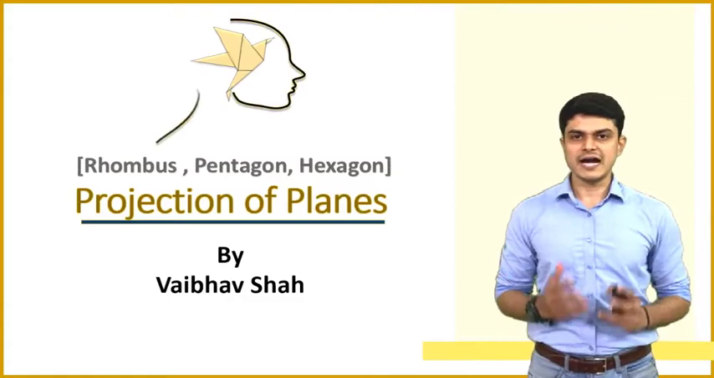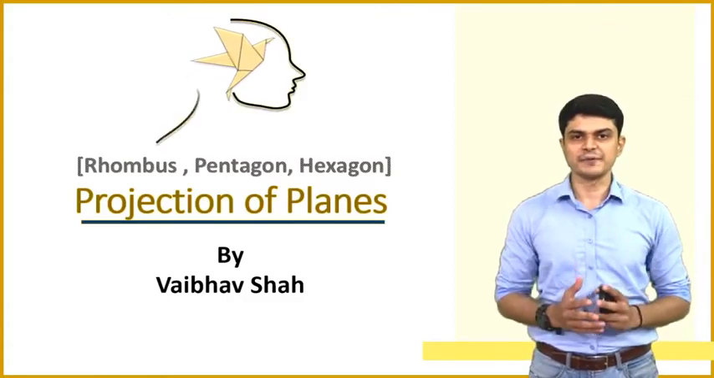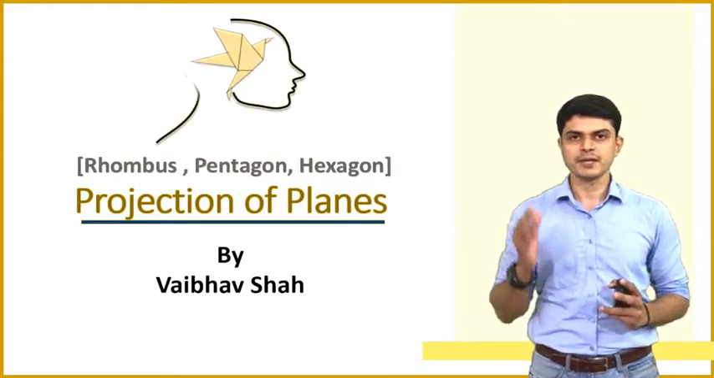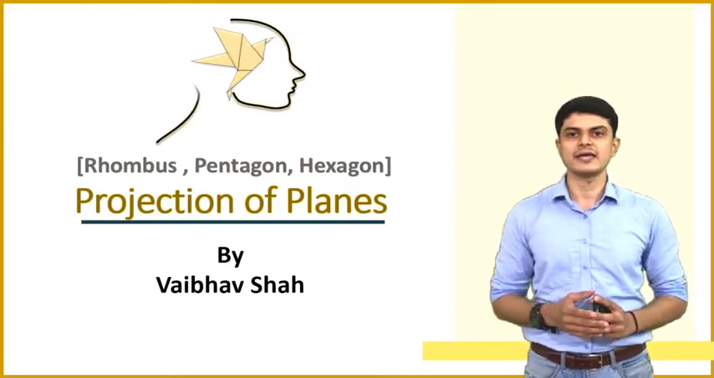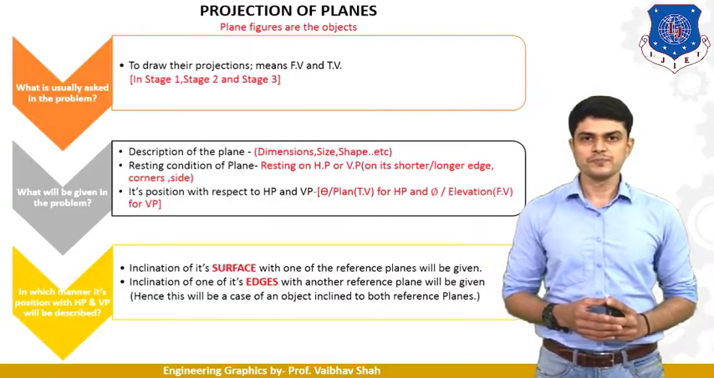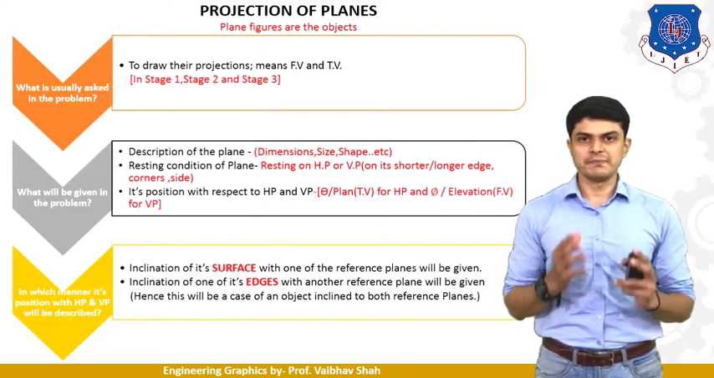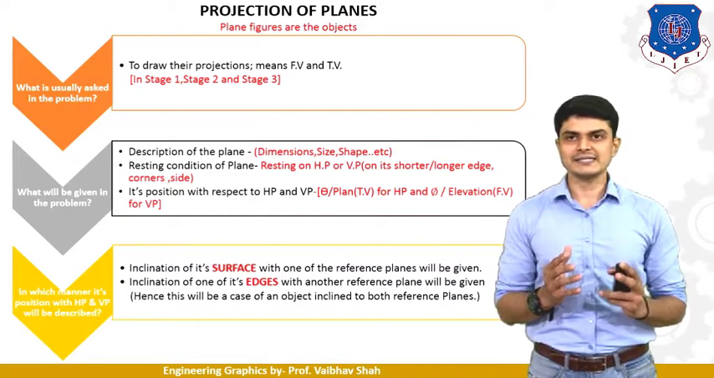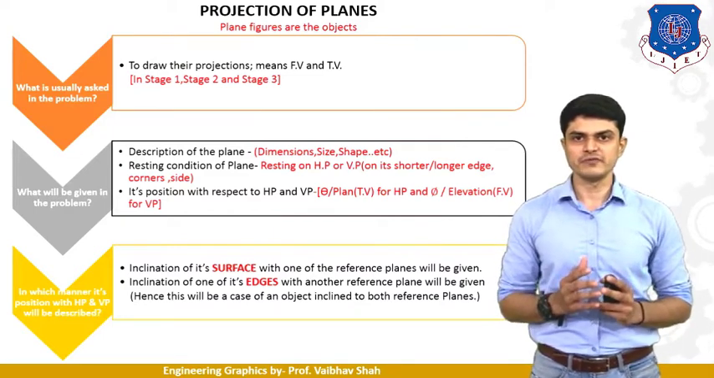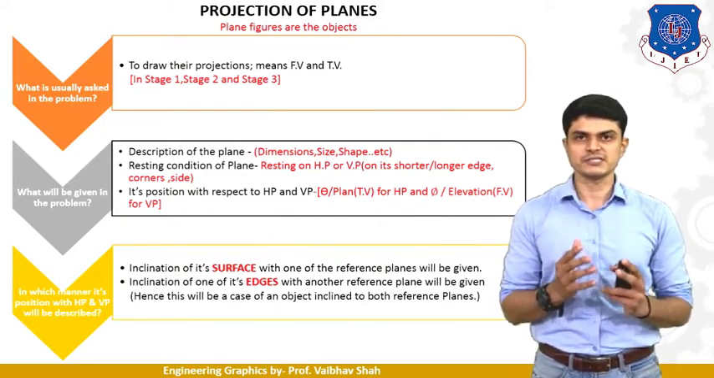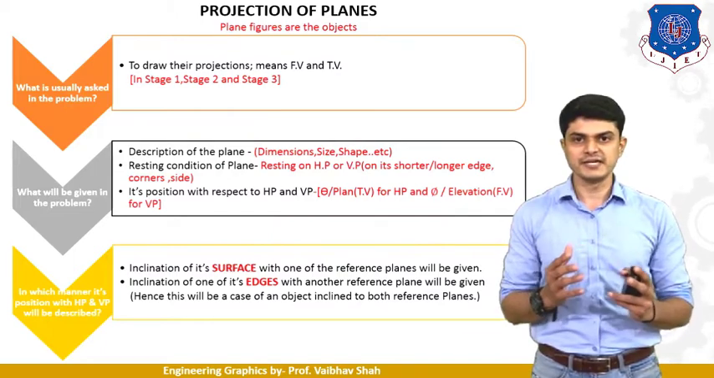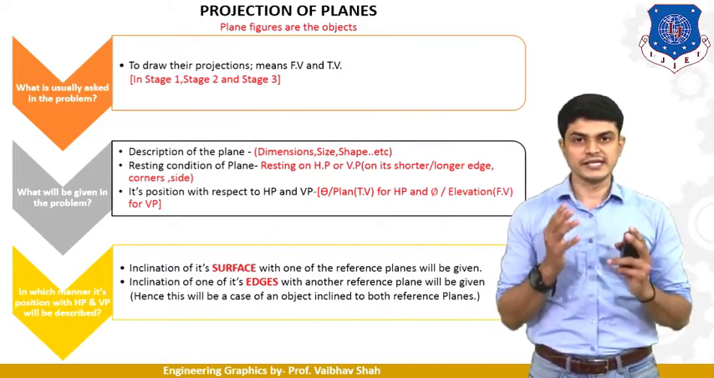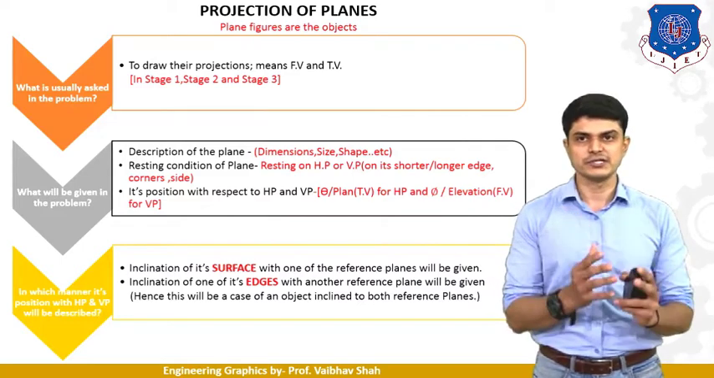Hello and welcome. I am Vaibhav and our today's topic is projection of planes, and we'll be learning about rhombus, pentagon and hexagon as our planes. So, in projection of planes, plane figures are our objects. So, what is usually asked in the problem? We need to draw the projection of these planes or objects, means their front view and top view, in stage 1, stage 2 and in stage 3.